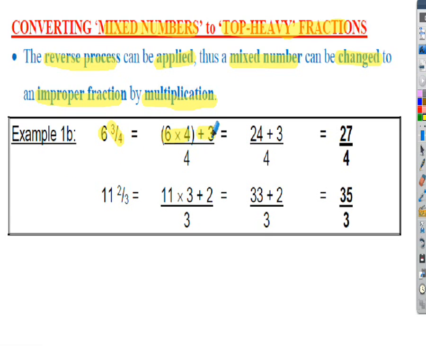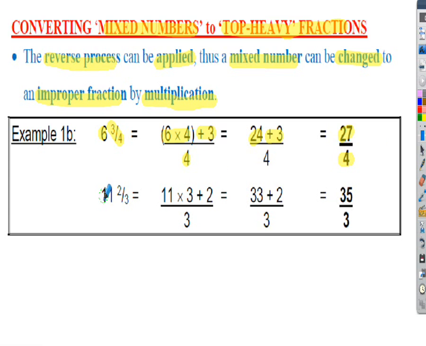We've got to add to that the 3 from the 3/4, and that's all, of course, divided by the denominator, which is 4. So 6 times 4 is 24, add 3, that gives us 27 upon 4. So 6 3/4 is the same as 27 upon 4.